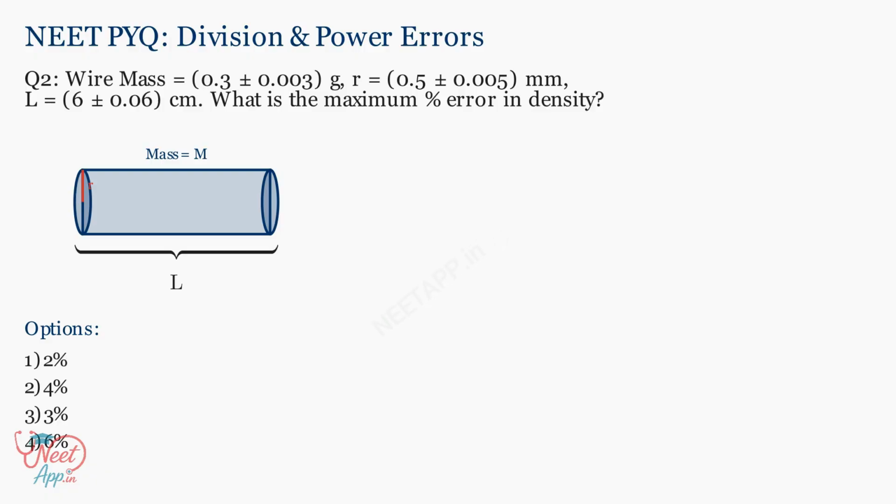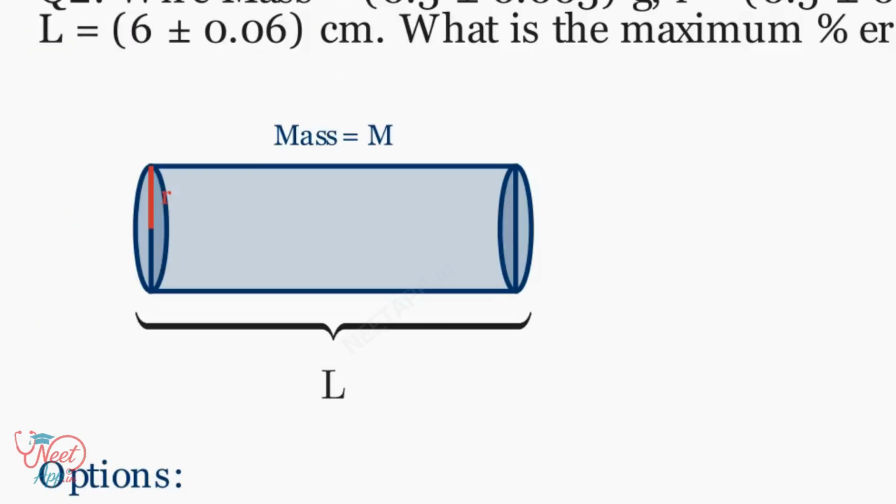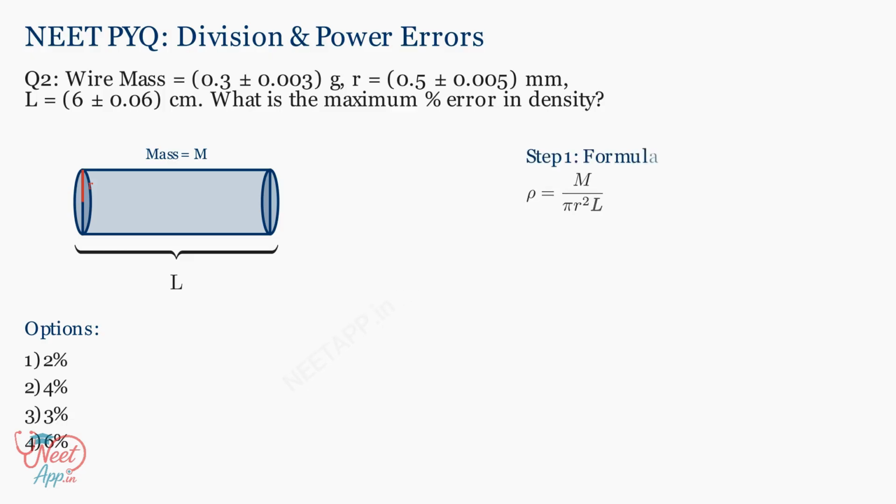Let's look at the physical setup of our wire. We have length, radius and mass. Step 1. The density formula is mass divided by volume. For a cylindrical wire, volume is pi r square L. Step 2. We convert this to the error propagation equation. The percentage error in density equals the percentage error in mass plus 2 times the percentage error in radius plus the percentage error in length. Notice how the power of 2 comes down as a direct multiplier.